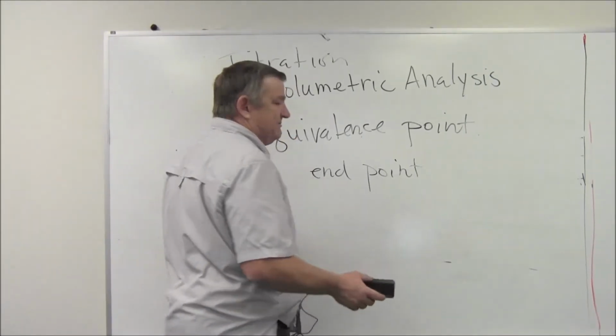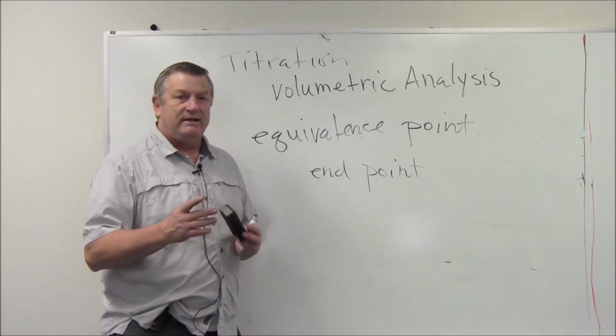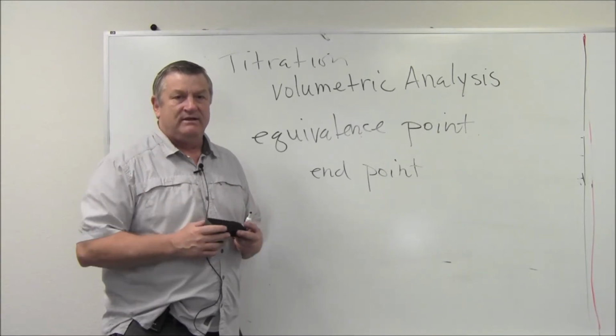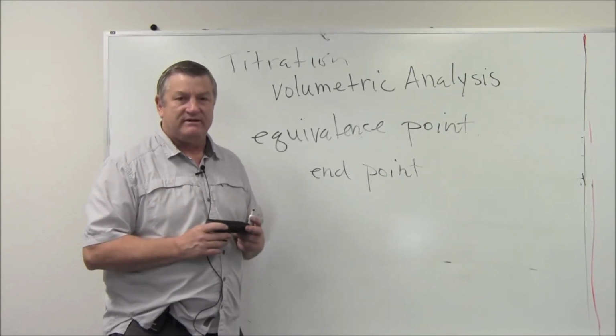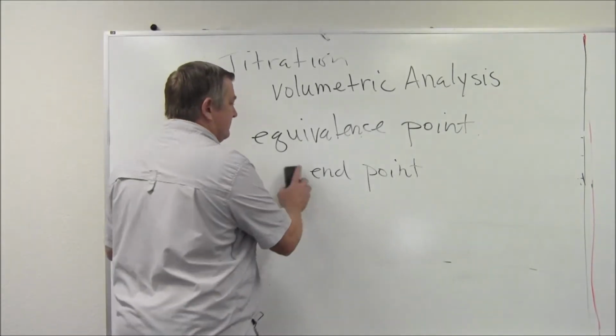Because usually we're going to have some indicator that will change color for a pH or something like that. And we're not going to go into theory, that's Chem 122, about the steepness of the curve at the equivalence point. So it really doesn't matter if you're a little bit off because it's so steep. The volume change is minuscule.